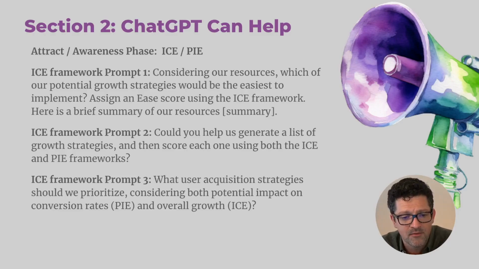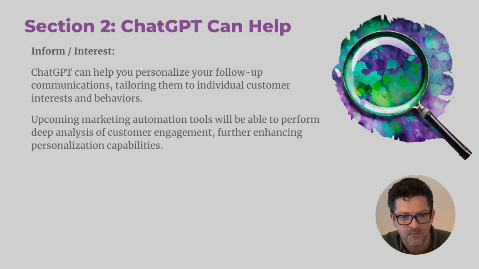Another one, framework prompt 2. Can you help us generate a list of growth strategies and then score each one using both ICE and PIE frameworks? And number 3 here, what user acquisition strategies should we prioritize? Consider both potential impact on conversion rates and overall growth. So with that one, you want to put in some information about your organization as well. I think these can be really helpful prompts to just give you an idea of what are all the options out there and which ones are going to have the most impact for the least amount of initial budget.